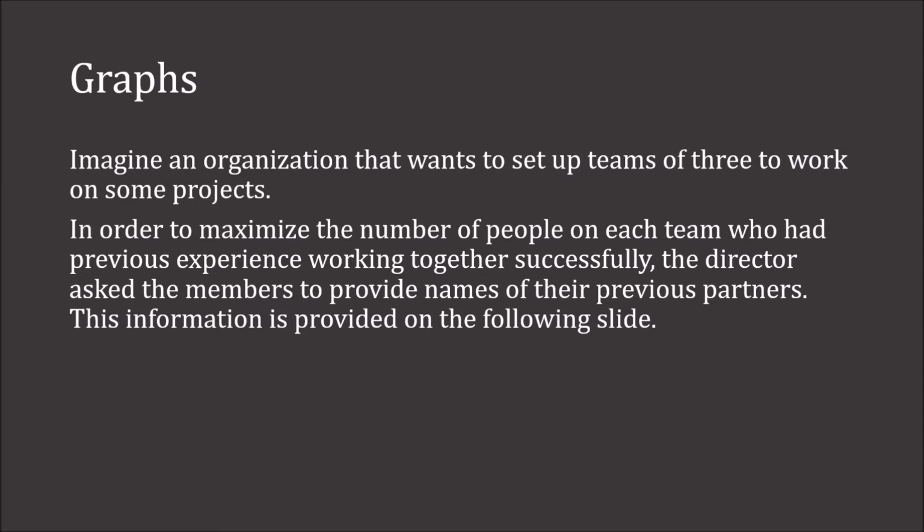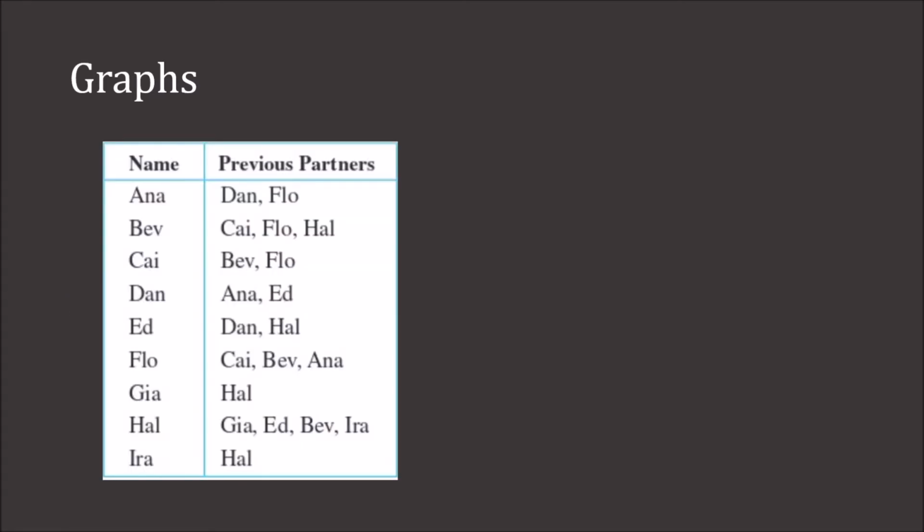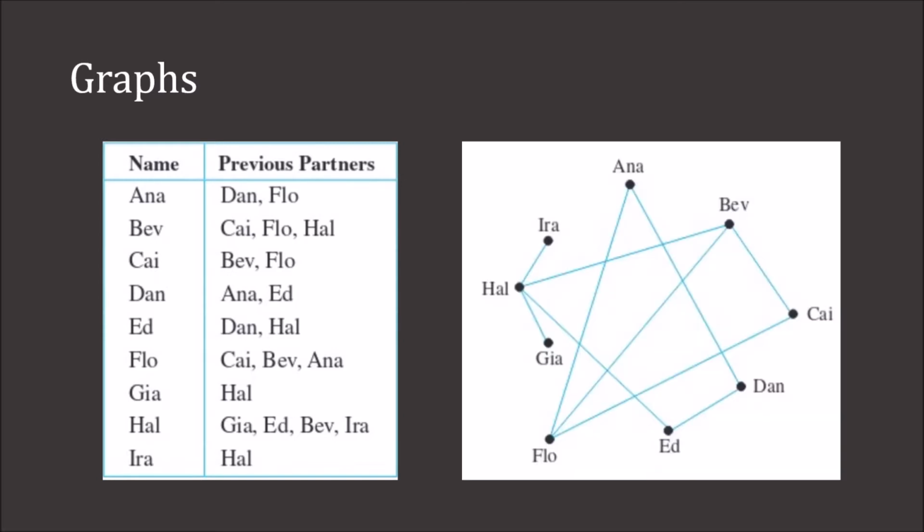This information is provided on the following slide, so right here. So here we have a table of everyone and who they've previously worked with. Now what we can do is use this table to form a diagram that connects everyone who has previously been partners. Such a diagram could look like this. Right? So anyone connected by a line has worked together.